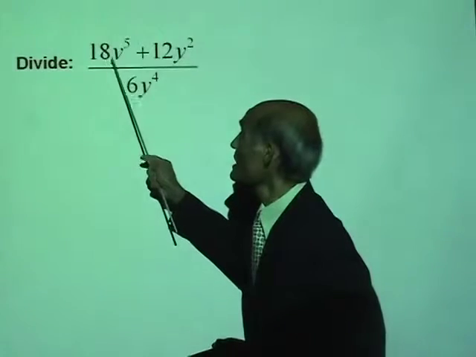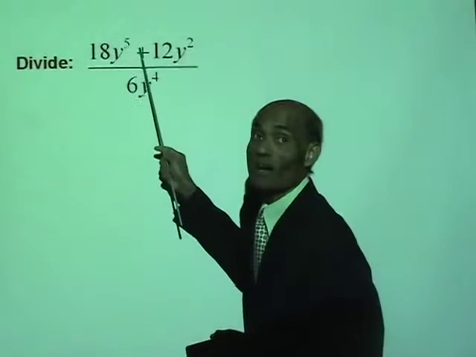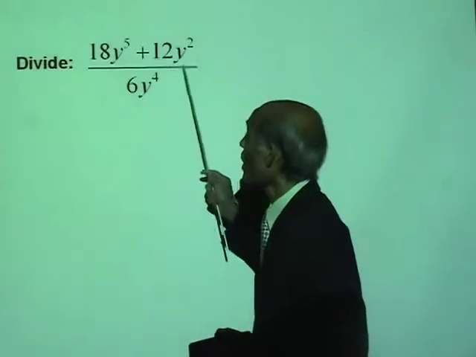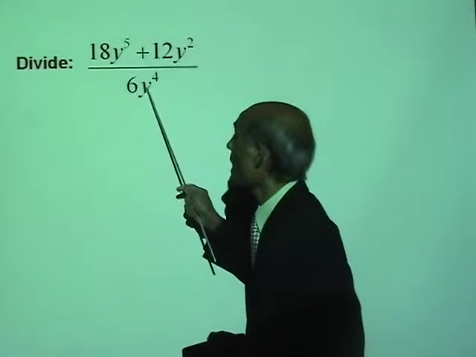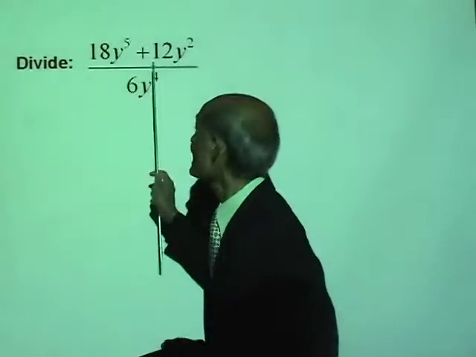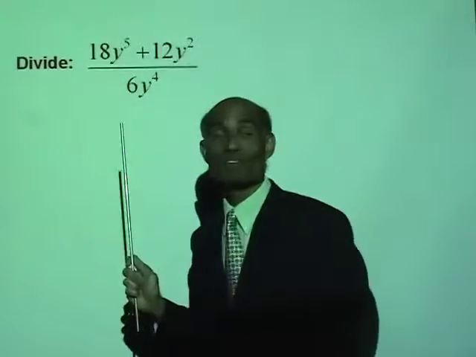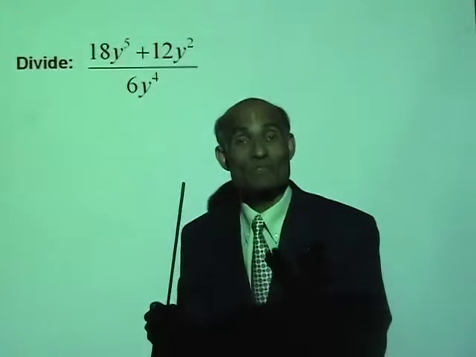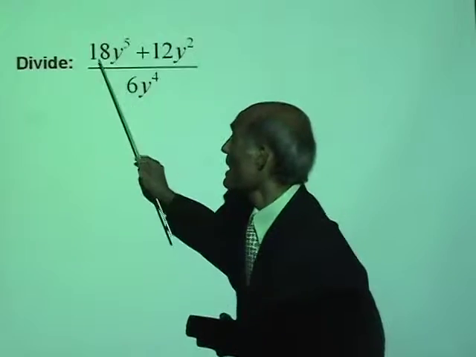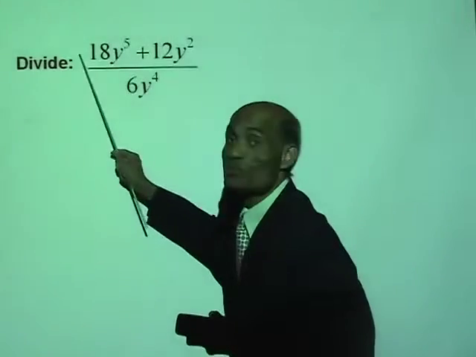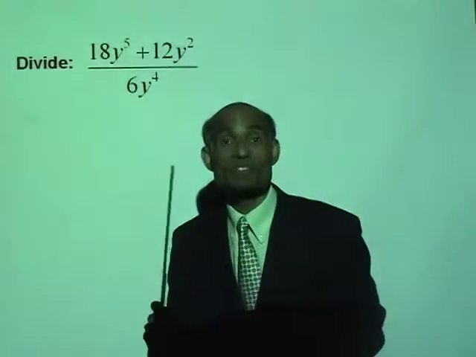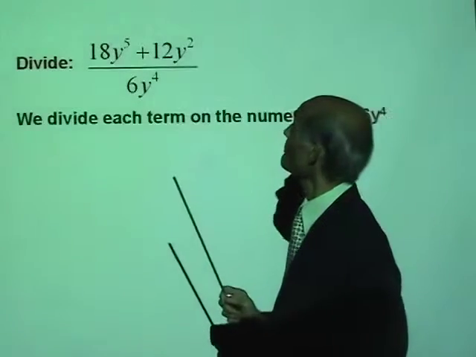Divide 18y to the power of 5 plus 12y squared all over 6y to the power of 4. The numerator is a binomial. The denominator is a monomial. What do we do? Divide each term on the numerator by the denominator, that is 6y to the power of 4.